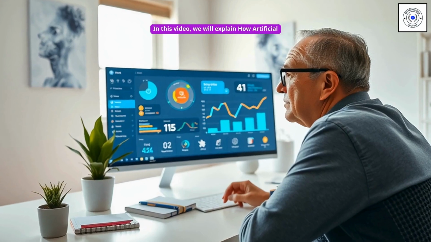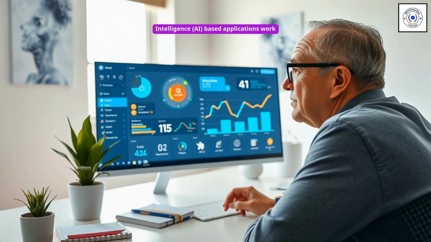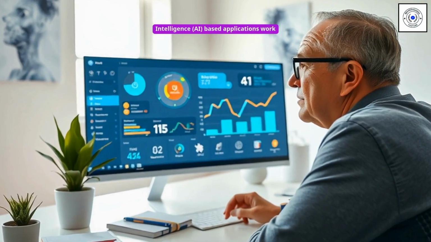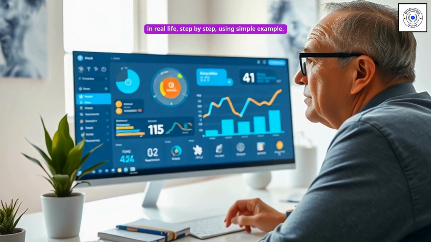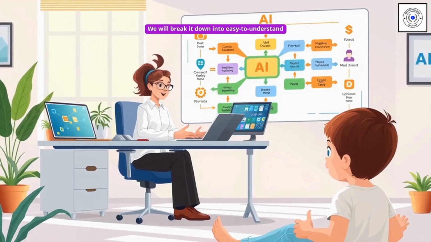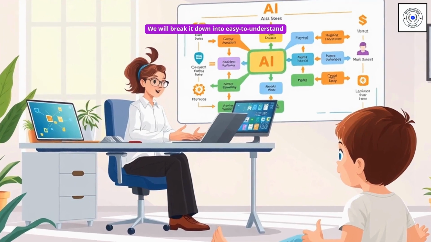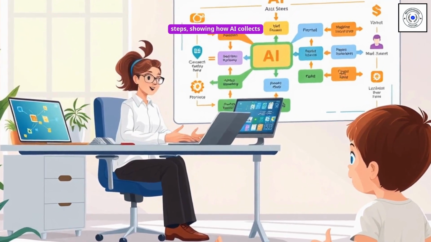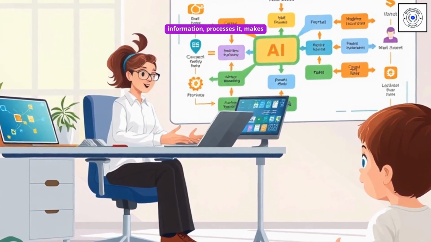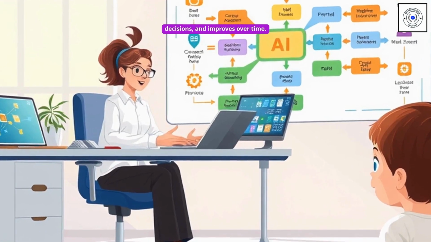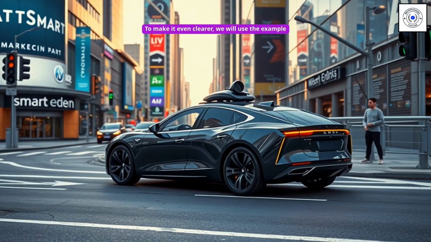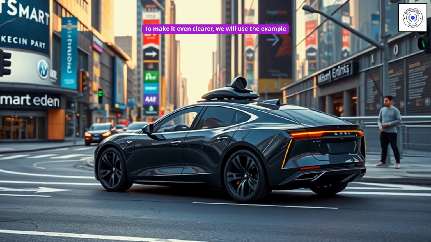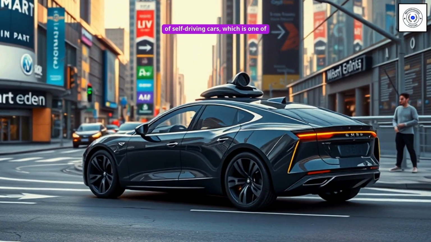In this video, we will explain how artificial intelligence (AI) based applications work in real life, step by step, using a simple example. We will break it down into easy to understand steps, showing how AI collects information, processes it, makes decisions, and improves over time.